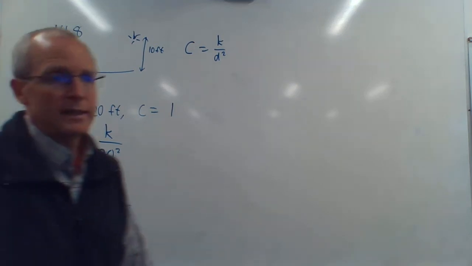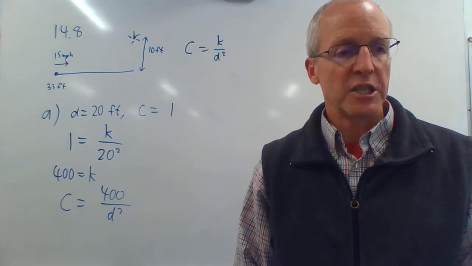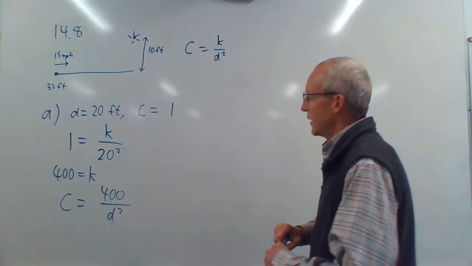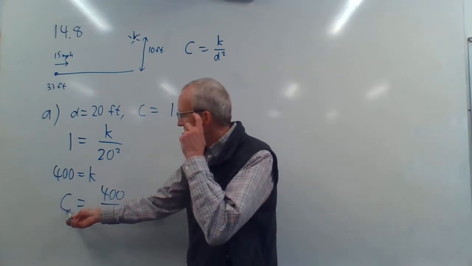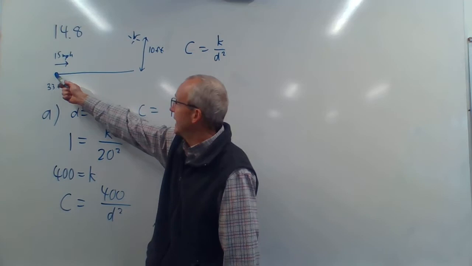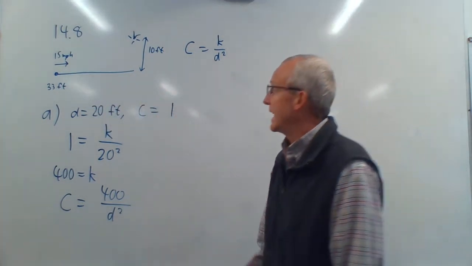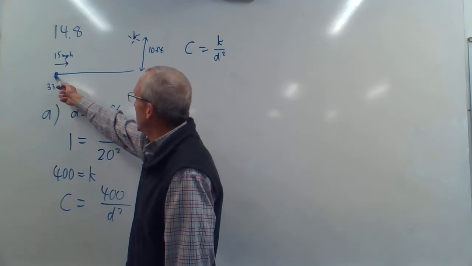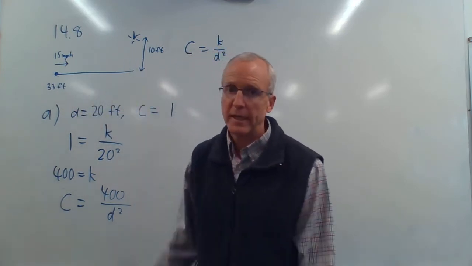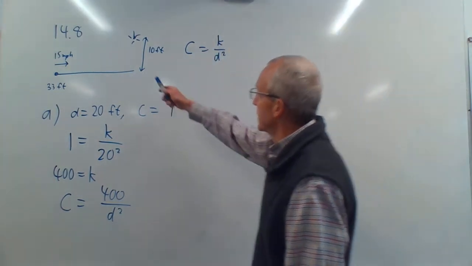Now part B says, find a function which gives the intensity of the light shining on Olav as a function of time in seconds. So now we want a formula for the intensity of light C. We're going to use this formula, but we want to use it on him as time goes on. Now we can guess that it's going to be brightest when he's right underneath the light, right here. Right, it just makes sense.